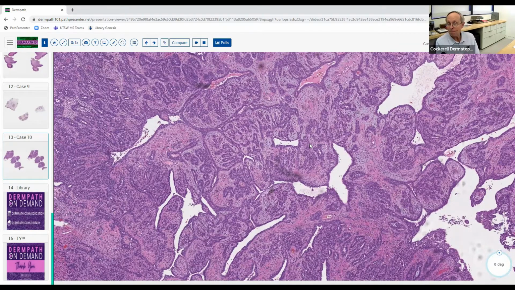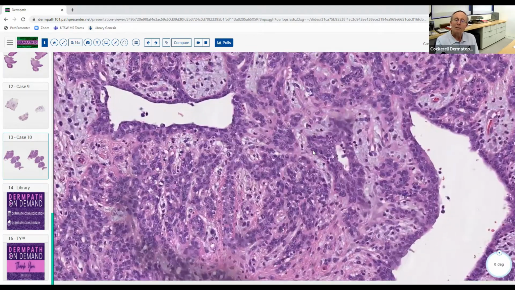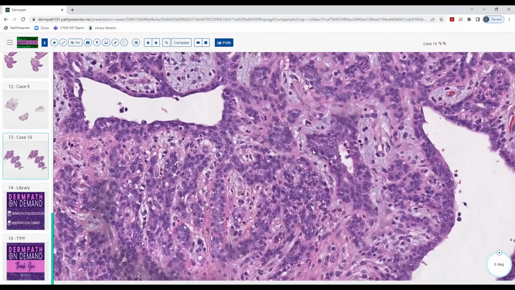So you think it's neoplastic, right? Yes. And you think it's epithelial, correct? Yes. Benign or malignant? I'm thinking malignant at this point.